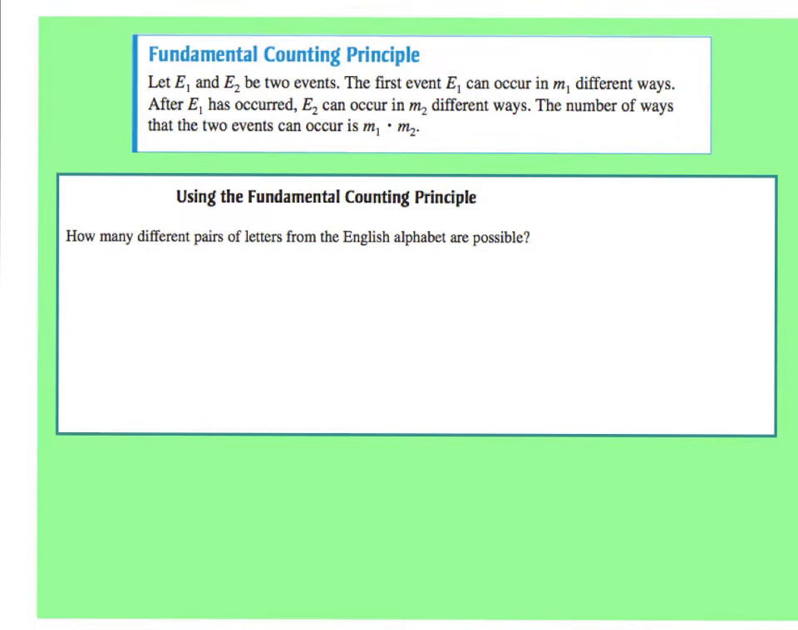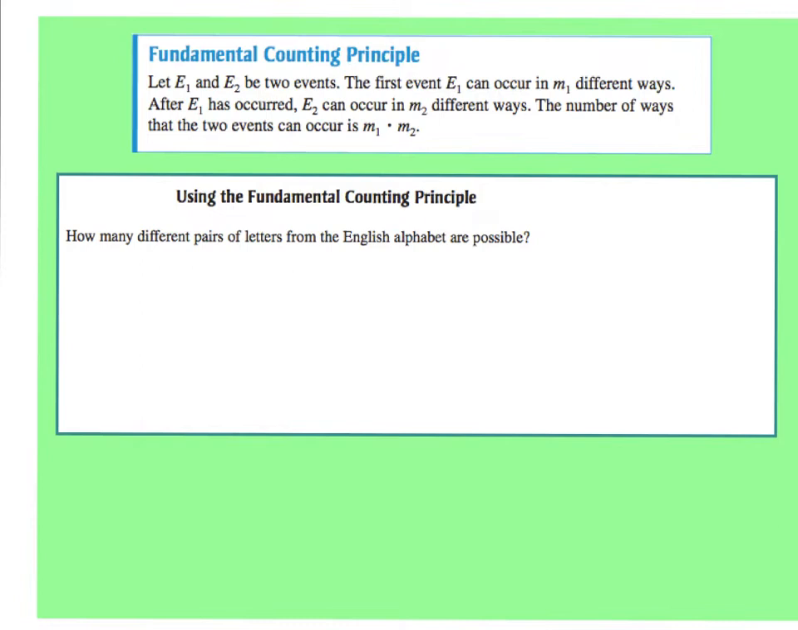All right, this is how I'd break down the fundamental counting principle. 2 separate events happen. They are separate events, but they go together. If they go together, you multiply. So events are happening. They have different ways of happening. But if they go together, you multiply. That is the fundamental counting principle.